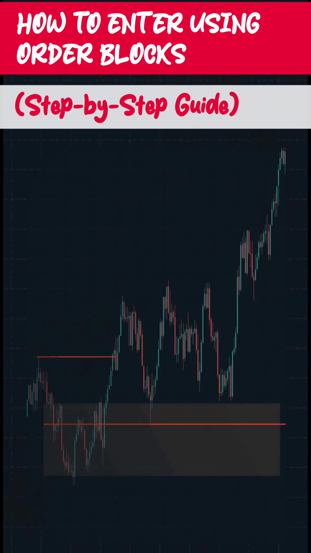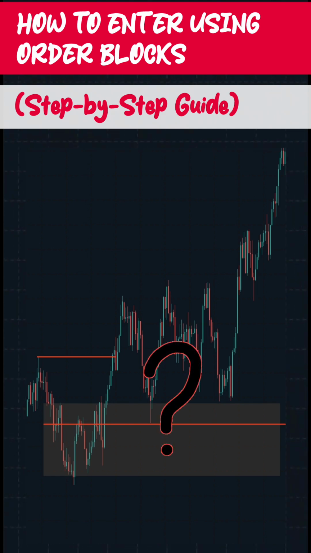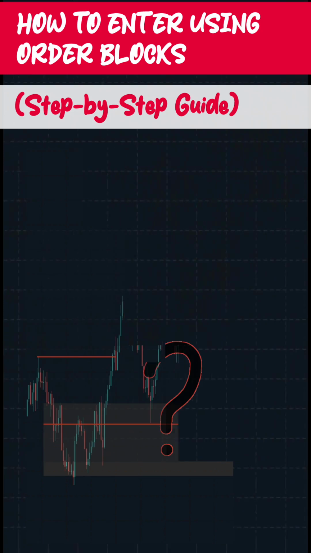How to enter using order blocks, step by step guide. Now that we know what order blocks are and how to identify them, let's talk about how to trade them. I'm about to break down the exact steps you need to follow to enter the market using order blocks. Step 1. Identify order blocks.